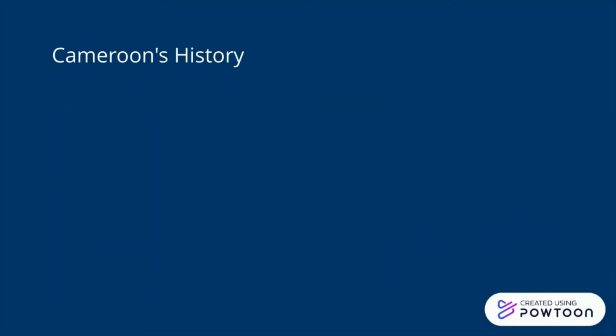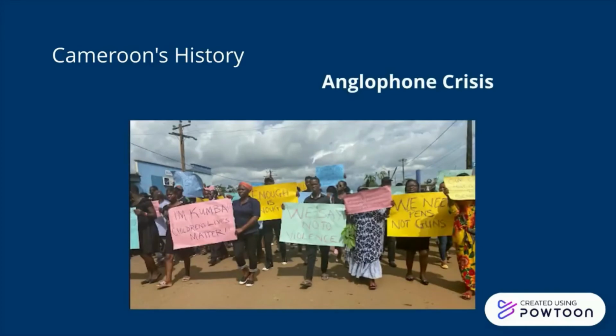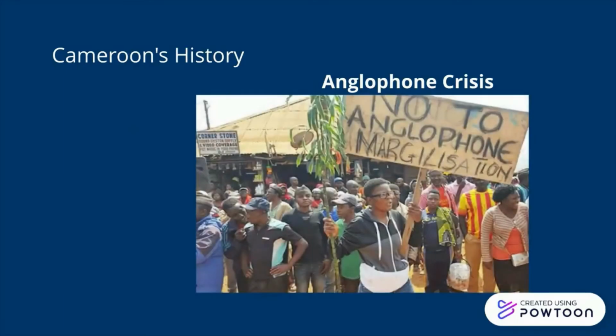Since November 2016, protesters from the English-speaking regions of the country have been campaigning for continued use of the English language in schools and courts. People were killed and hundreds jailed as a result of this protest. In September, a guerrilla war started for the independence of the Anglophone region as the Federal Republic of Ambazonia, but the government responded with a military offensive.